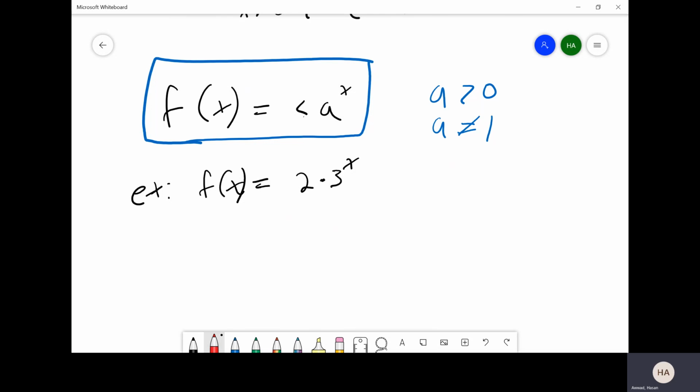Okay, so just remember these two rules for your base. Your base has to be positive, and your base also has to be not equal to 1. But short of that, your base can be any other number. We're going to see in just a second here that your base can actually be a fraction.